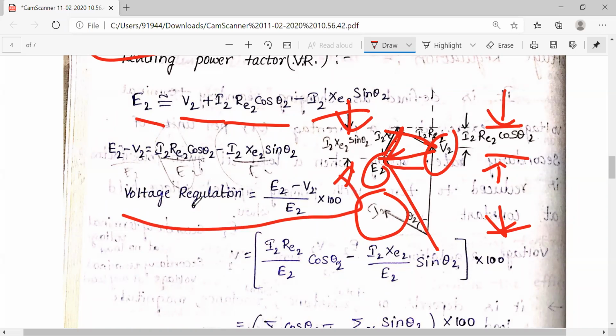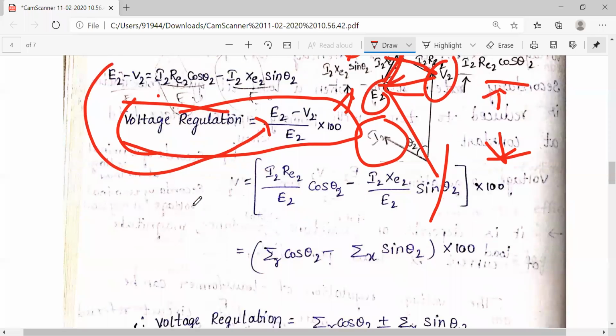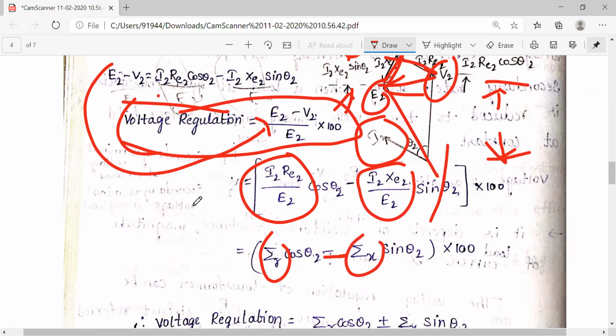This is the formula for voltage regulation. We should substitute this equation in this one. So we get just minus here; in the last case it was plus, here only minus. This value we call sigma X, and this was sigma R, sigma X, just minus.